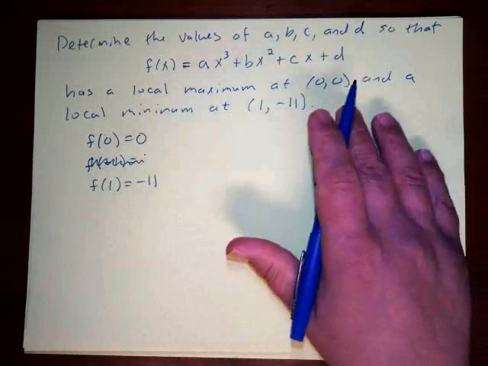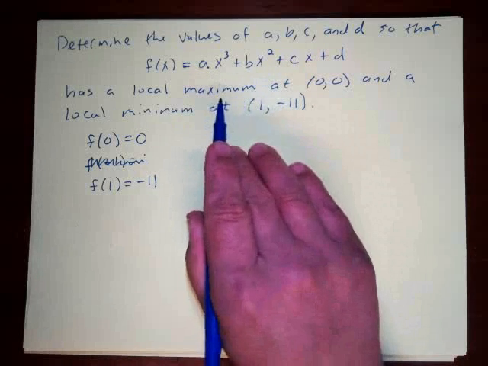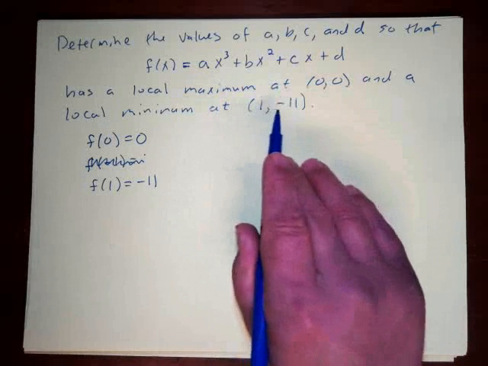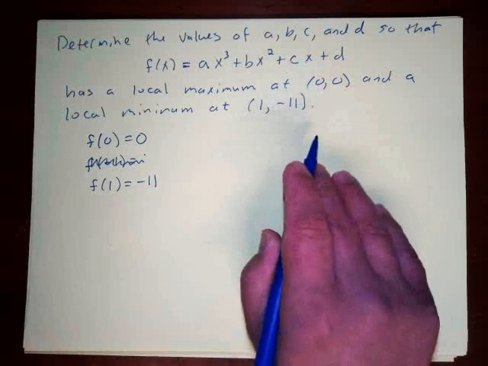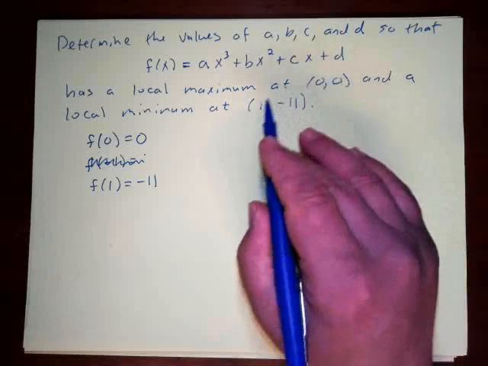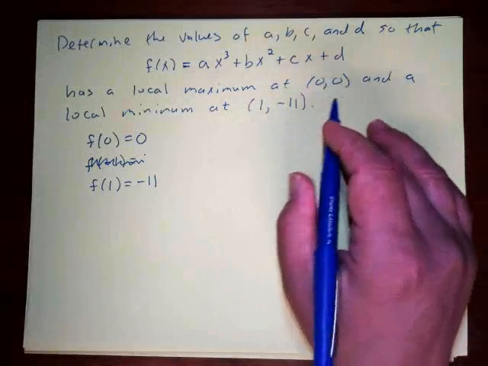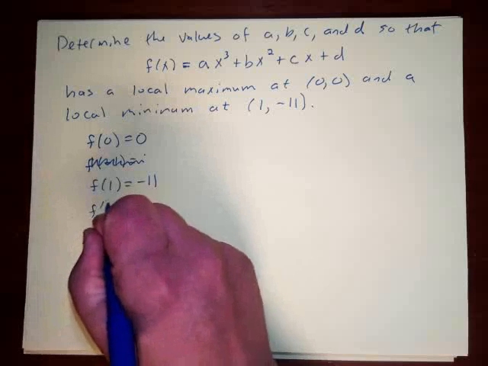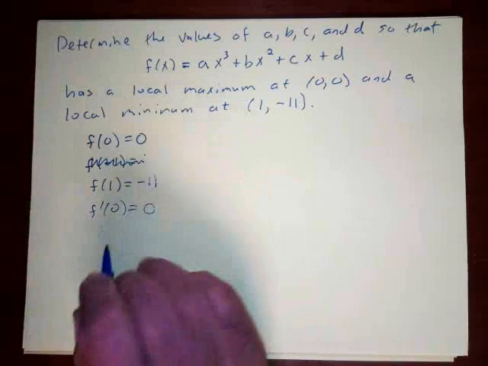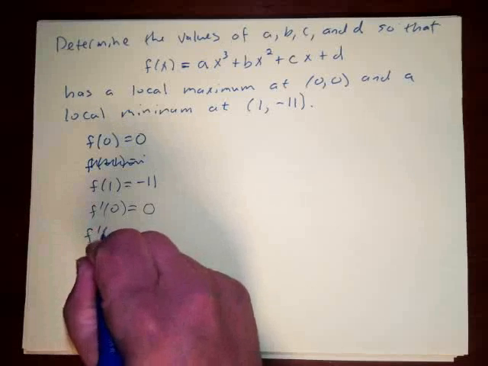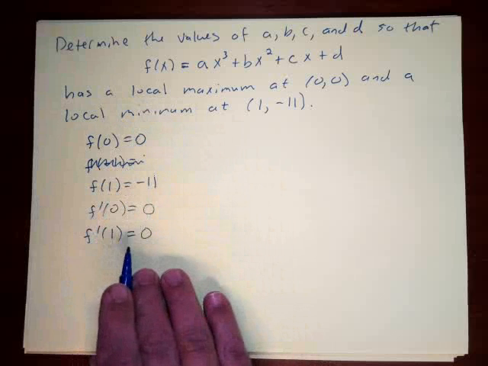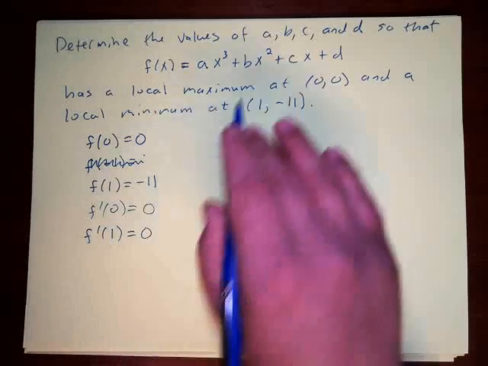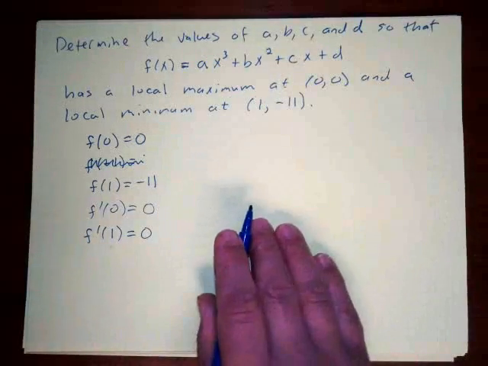This isn't going to give us enough information though, but notice if this is a maximum and this is a minimum, at these two points the derivative is going to have to be 0, because this is a polynomial, and for it to have a local minimum or maximum, they have to be critical points. So the derivative at 0 has to equal 0, and the derivative at 1 also has to equal 0. Now we're going to be able to set up what we need to find these. Let me show you how that's done.